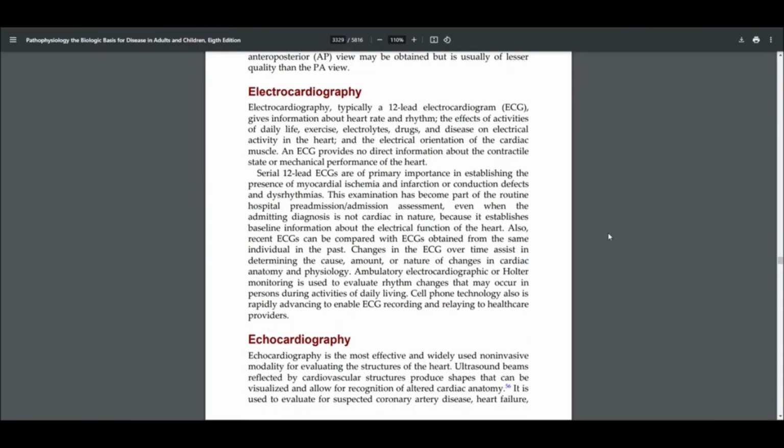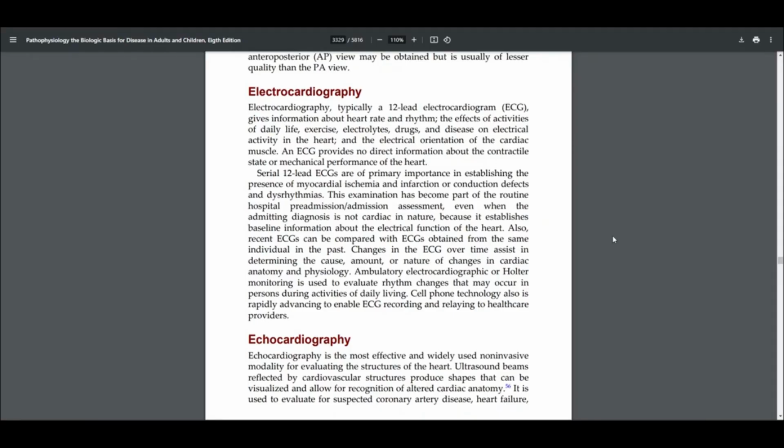Electrocardiography, or EKG, typically a 12-lead electrocardiogram, gives information about heart rate and rhythm, the effects of activity of daily life, exercise, electrolytes, drugs, or disease on electrical activity in the heart, and the electrical orientation of the cardiac muscle. An EKG provides no direct information about the contractile state or mechanical performance of the heart.